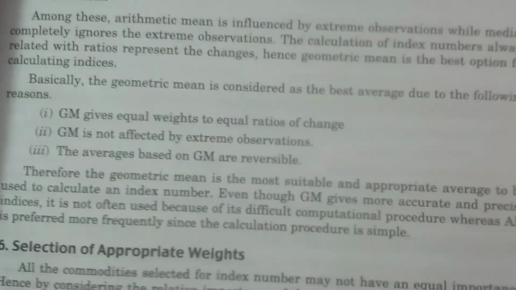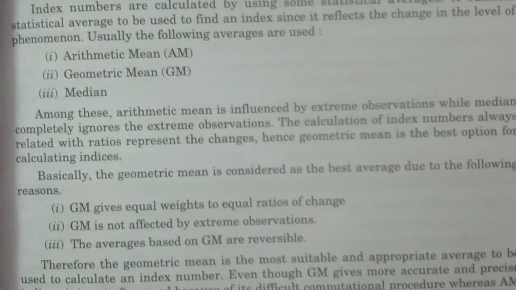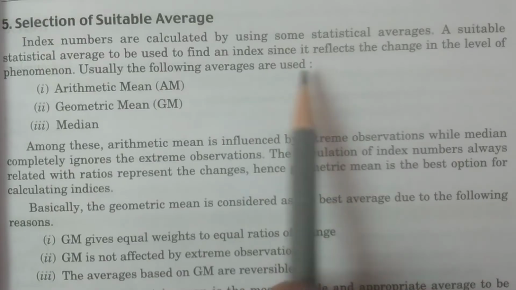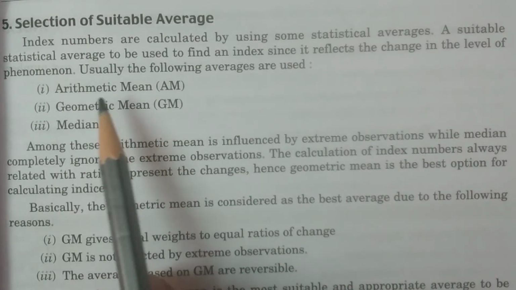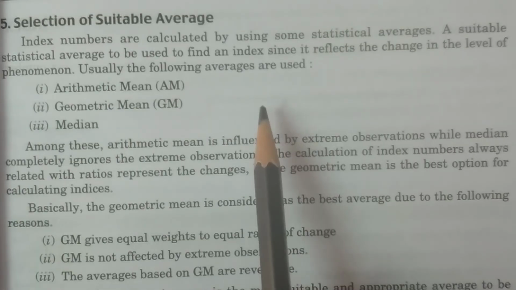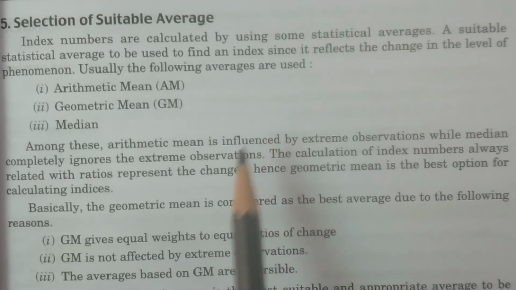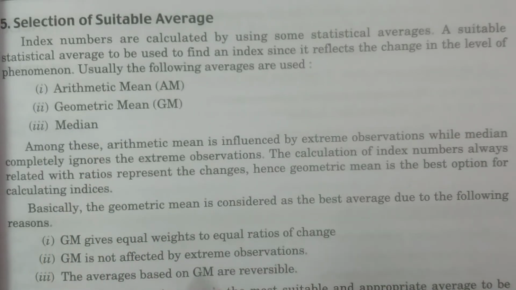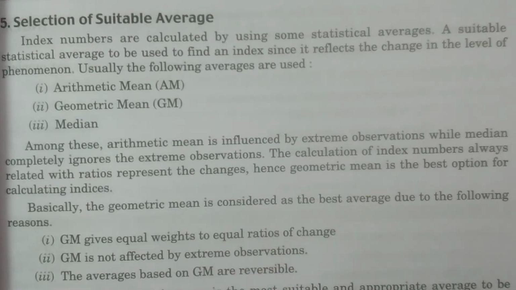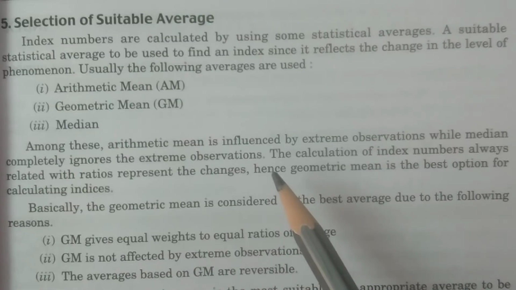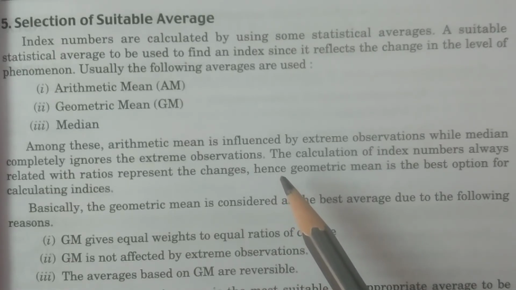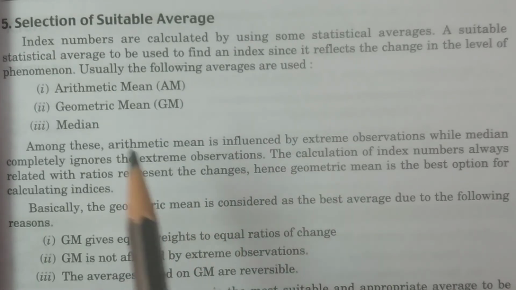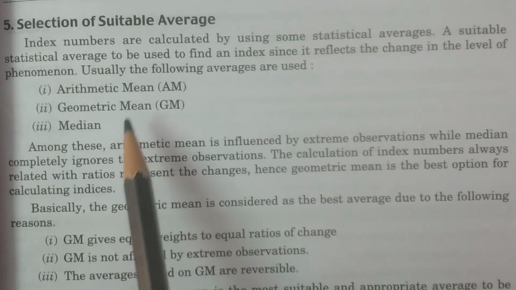Come to the fifth point. Selection of suitable average. You see here, index numbers are calculated by using some statistical averages. A suitable statistical average is going to be used to find the index number, since it should reflect the changes in the level of phenomena. That is the reason why we have to use an appropriate statistical average. What are the averages generally we use? We use arithmetic mean, geometric mean and median.